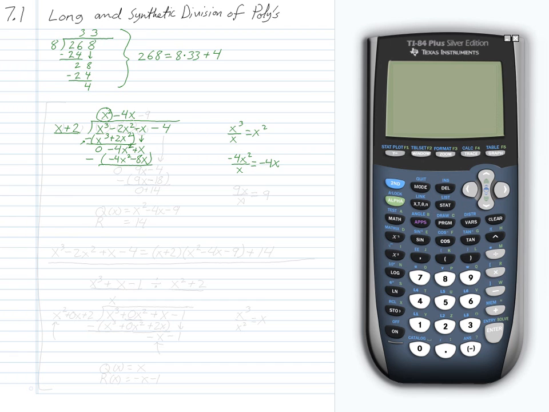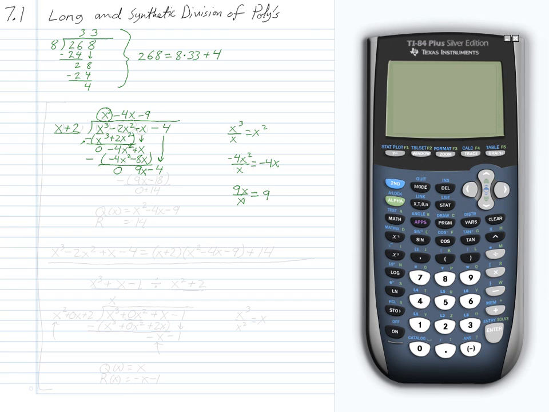So negative 4x squared minus negative 4x squared, effectively plus 4x squared, gives me 0. And x minus negative 8x gives me 9x. And I'll bring down the minus 4. So last, I need to take the 9x and compare that to the leading term in my divisor, which is x. My x's cancel and I just get 9, so what I need up top is a 9.